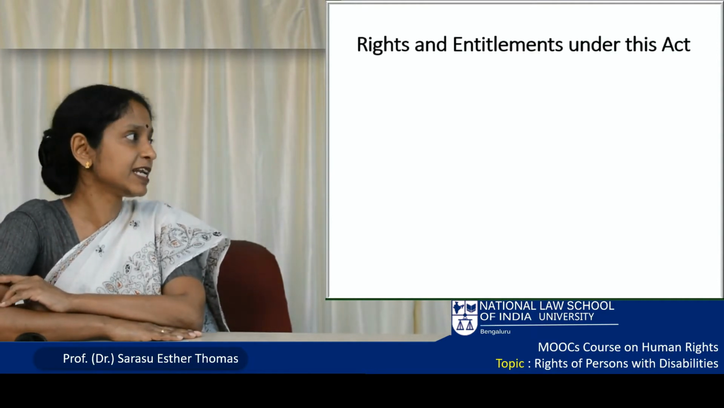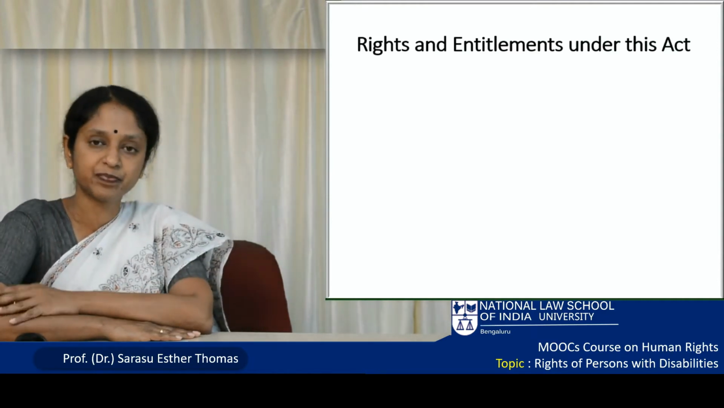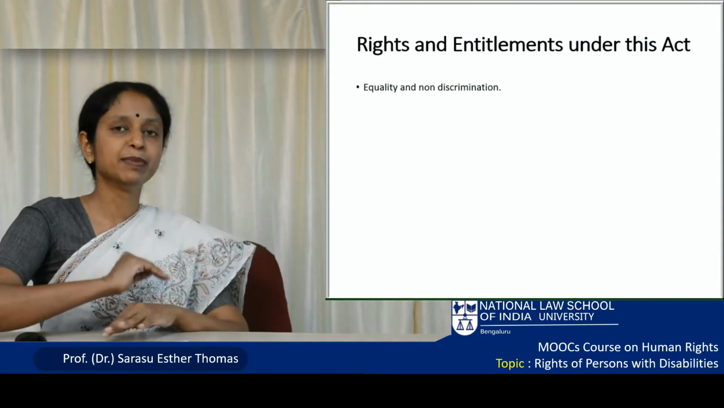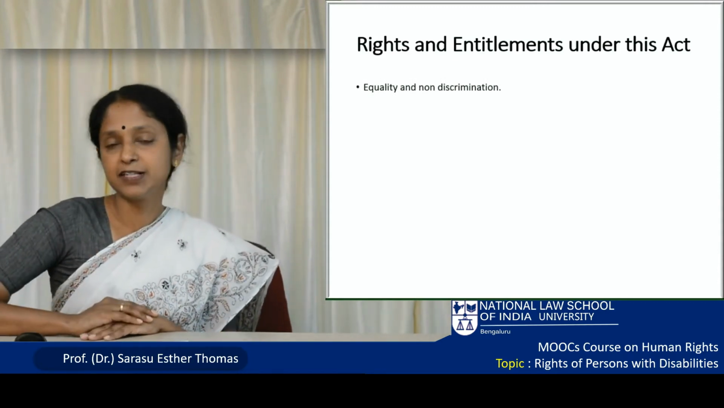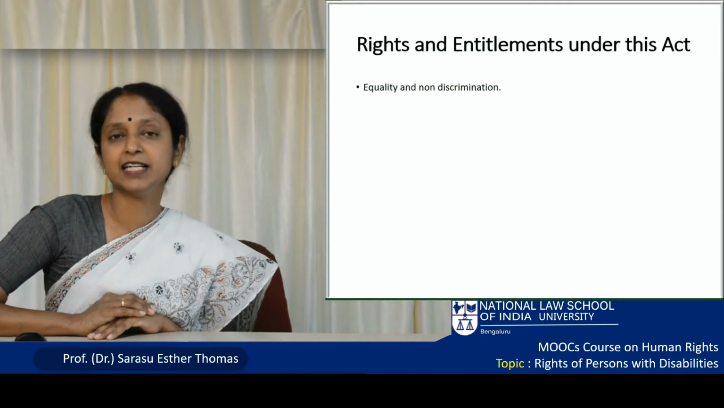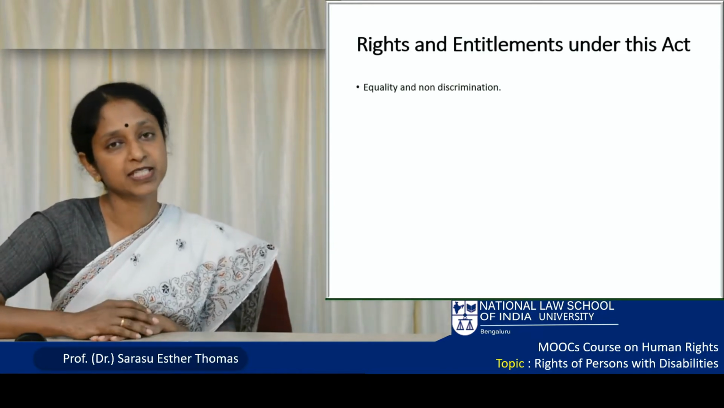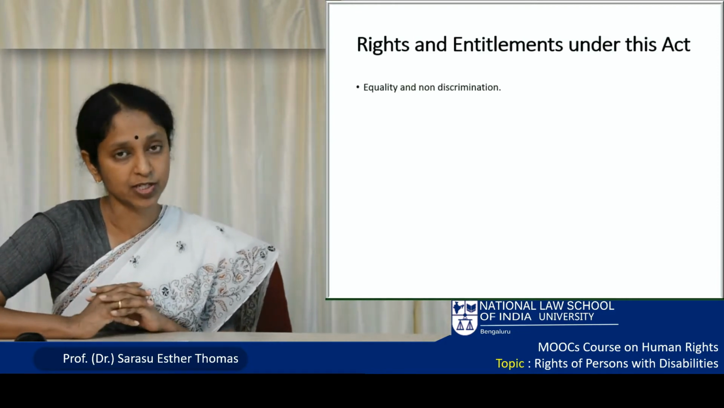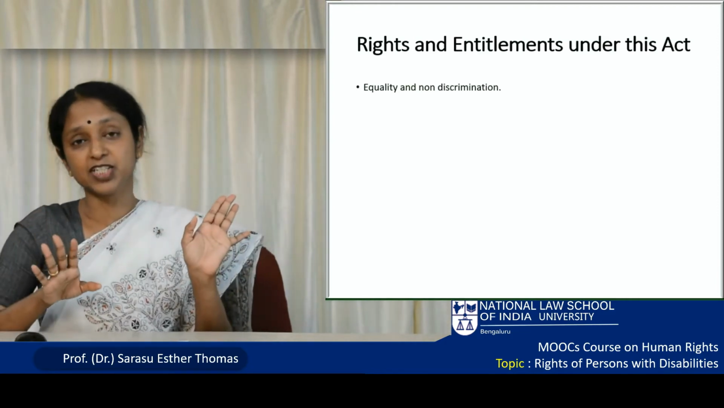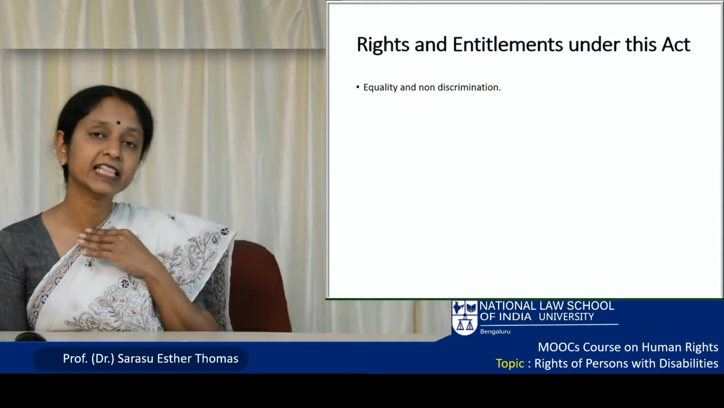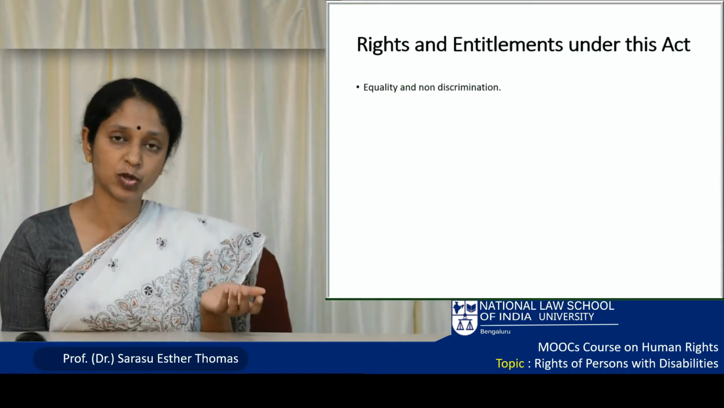So the rights and entitlements under this Act are broadly equality and non-discrimination. That means, first of all, you must have substantive or real equality. That is, that barriers must be removed to ensure that persons with disabilities are treated with equality. There must not be discrimination, which means they must not be excluded from anything simply by virtue of their disability.